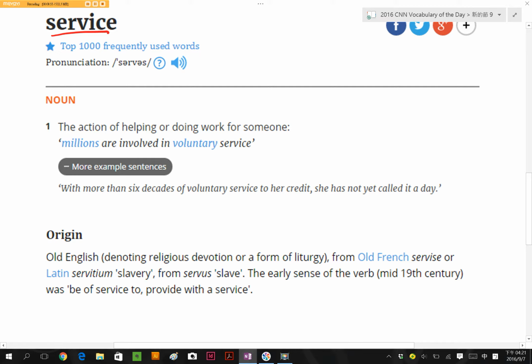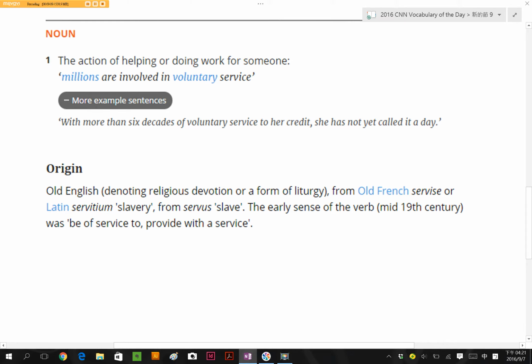More example sentences: With more than six decades of voluntary service to her credit, she has not yet called it a day. Origin: Old English denoting religious devotion or a form of liturgy, from Old French service, or Latin servitium, slavery, from servus, slave. The early sense of the verb, mid-19th century, was to provide with a service.